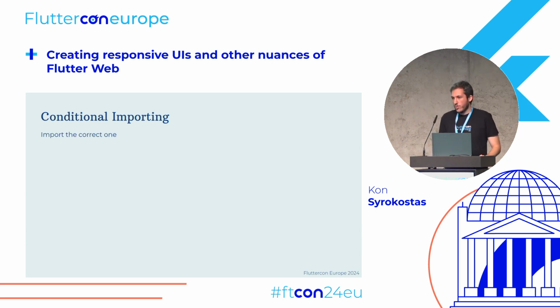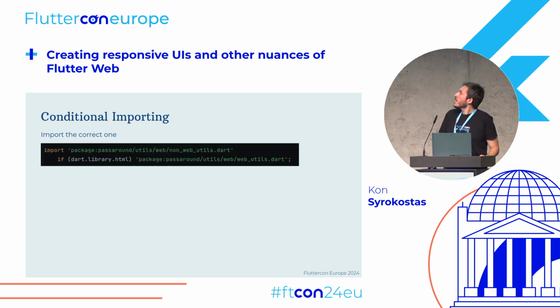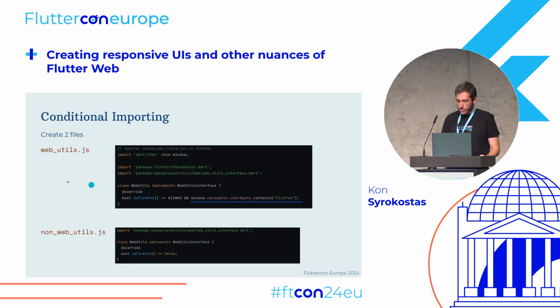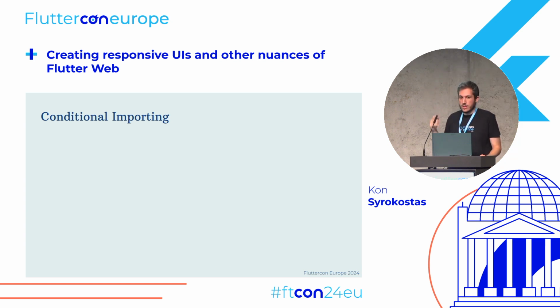And then we need to import the correct one, which is how you do it. So pretty much the syntax says that if the dart:html library exists on the current platform, import the web file. If it doesn't exist, fall back to the non-web file. And this will guarantee that dart:html, which we saw before, will only be imported if it exists on the system.